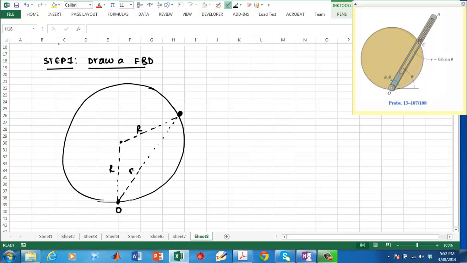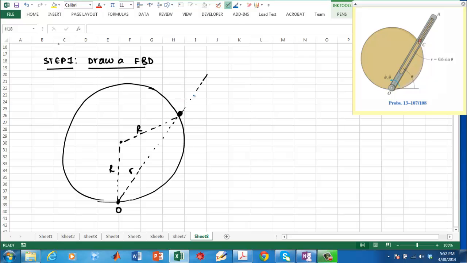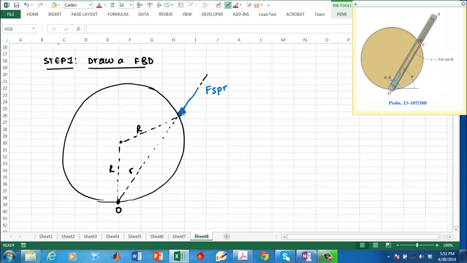And what are the forces on this? First thing is there's a spring force that's acting along this line. So I'm going to draw this line, and that's the spring force. I'm going to use a different color for it. That's the spring force, F spring. Next, there's the sideways force in the slot, which is going to act perpendicular to it this way. This is what we are interested in.